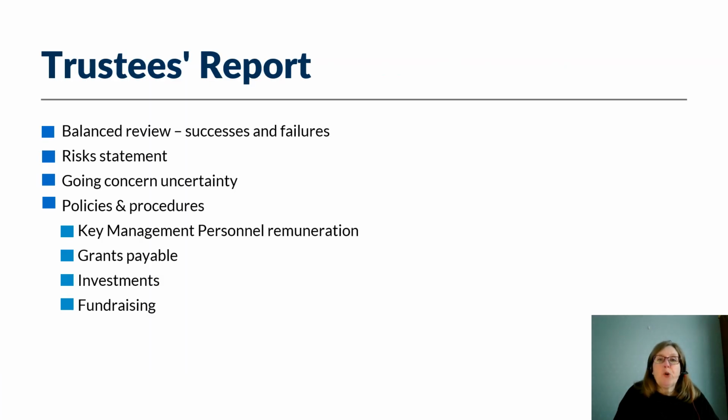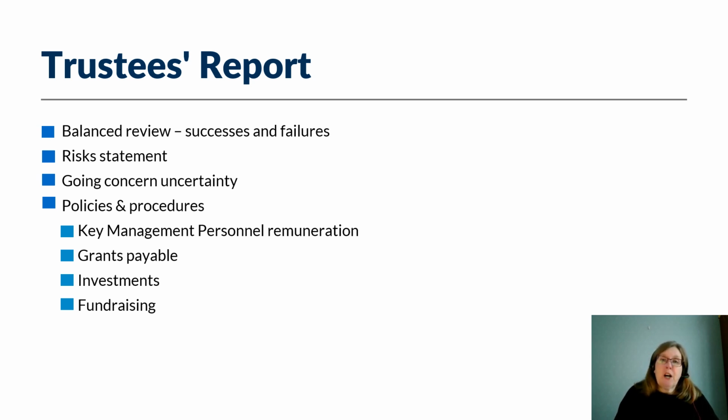The Trustees' Report is a mix of factual information, such as the names of the trustees, and narrative explanations, such as what you actually do to fulfil your charitable purpose. But the SORP requires you to give a balanced view. They want you to say what didn't go very well, as well as setting out your achievements.